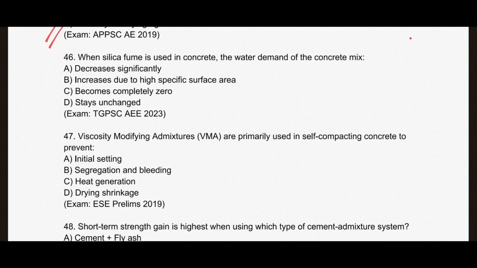46th question. When silica fume is used in concrete, silica fume use చేసినప్పుడు the water demand of the concrete mix option A decreases significantly, option B increases due to high specific surface area, option C becomes completely zero, option D stays unchanged. So the answer is option B, that is మనకి స్పెసిఫిక్ సర్ఫేస్ ఏరియా ఎక్కువ ఉంటుంది కాబట్టి డిమాండ్ ఆఫ్ వాటర్ అనేది పెరుగుతుంది యాజ్ ఇట్ హ్యాస్ సిలికా ఫ్యూమ్కి మనకి ఎక్కువ స్పెసిఫిక్ సర్ఫేస్ ఏరియా ఉంటుంది కాబట్టి.